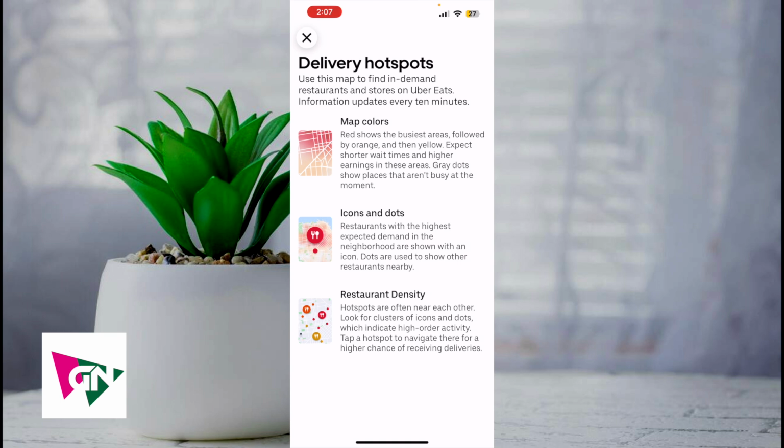So essentially, every time I start my shift, I navigate to where the hotspots and highest dense areas are, just because those tend to have a higher earning capacity. But that is essentially what the different map colors mean on Uber Eats. And this information tends to update every 10 minutes.